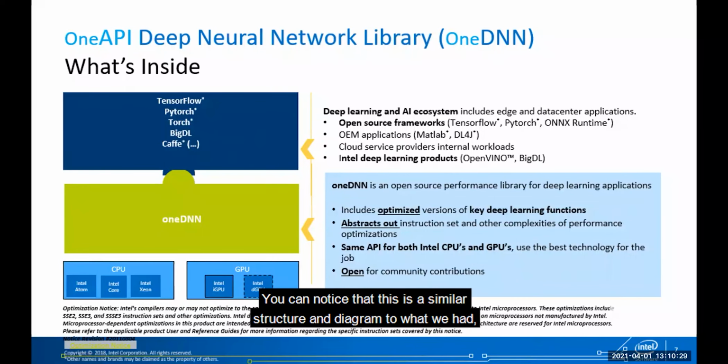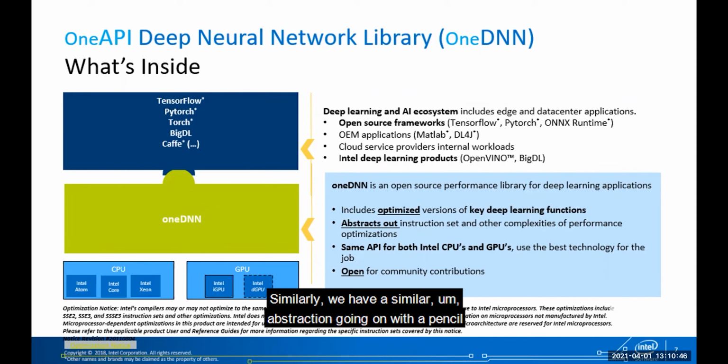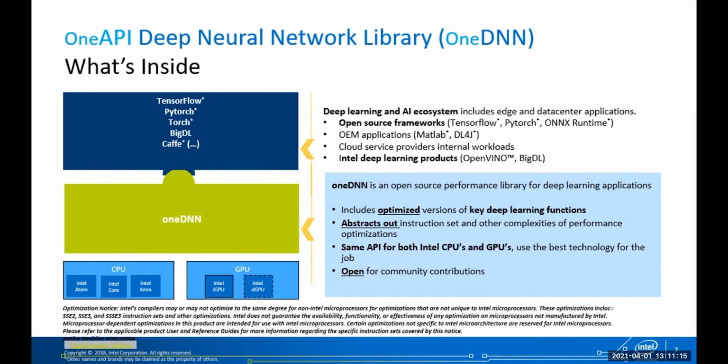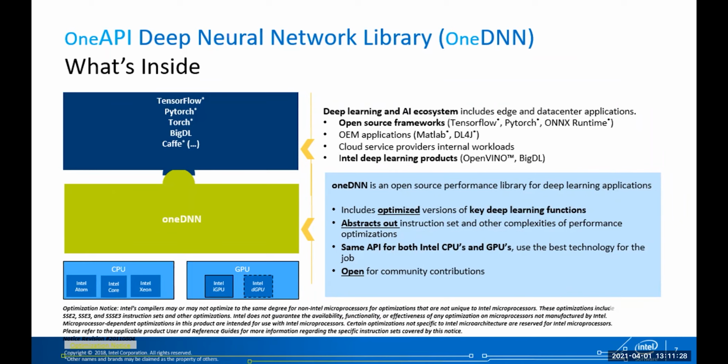So here's the breakdown. You can notice that this is a similar structure and diagram to what we had before. You could imagine, say this was NumPy, you had oneMKL underneath it, or for scikit-learn, you had oneDAL underneath it. Similarly, we have a similar abstraction going on with TensorFlow, PyTorch, and BigDL. Underneath the hood of these Intel optimized libraries, we have oneDNN running under the hood. And what it's doing is essentially taking the memory intensive objects and unoptimized versions of the functions, and wherever it's unoptimized, plugging in oneDNN. For example, with TensorFlow, for memory, you usually have Eigen running underneath. Instead of Eigen, you have oneDNN running underneath for the Intel optimizations for TensorFlow.